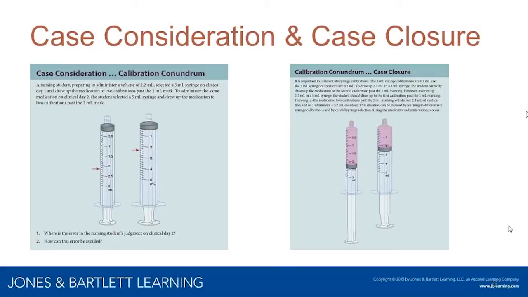And after they learn about equipment calibrations, the chapter closes with the answer to the problem: each calibration on the 3 milliliter syringe is 1/10 of a milliliter, while each calibration on the 5 milliliter syringe is 2/10 of a milliliter. So they drew up the wrong amount on clinical day 2. Next slide.